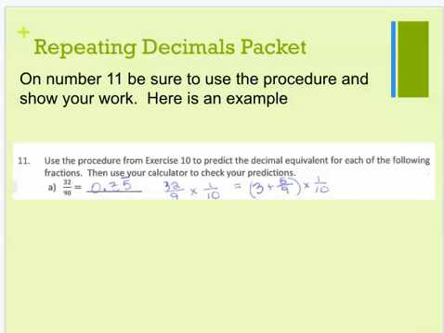And then the times 1/10 just moves your decimal place 1 to the left. So our answer would be a 0, a decimal point, a 3 in the 10th place, and then a 5 repeating. So notice that the repeat line is only over the 5, not the 3. So make sure you predict first, show all your work on this part of the packet, and then write your answer. The key is that mixed number part.